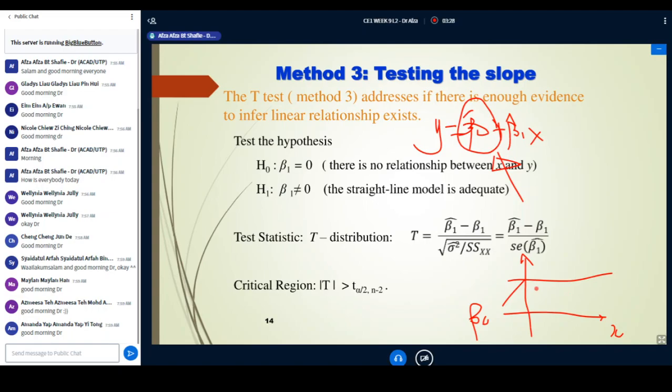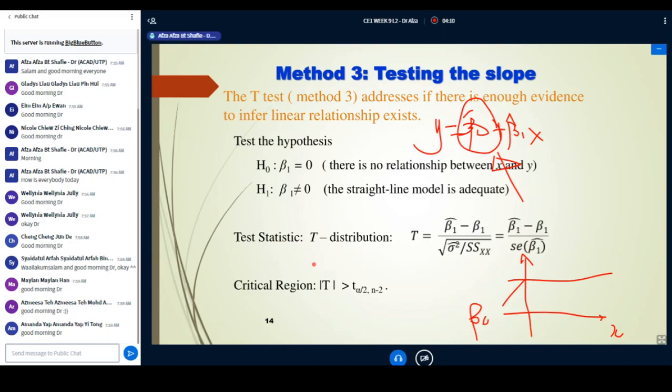So for that reason, even though your x changes, your y does not change. That's why we are testing whether beta 1 is equal to 0. When our beta 1 is equal to 0, the line will take this form, so your y will not depend on your x. That means there will be no relationship between the x and the y. Okay. Against beta 1 not equal to 0, because like I said, the slope can be either a positive slope or a negative slope. It does not matter as long as the value is not equal to 0. So this will be our hypothesis that we have to put up.